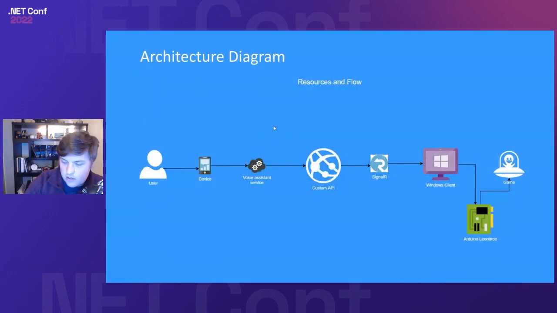So this is what the system architecture looked like. Now, we talked to a device. In that case, it was an Echo. That would then send a request to our API to say, hey, they said shoot, which would then send it over SignalR to the Windows client. The Windows client over serial would send it to the Arduino, and the Arduino would say, please click the mouse or please press the spacebar.